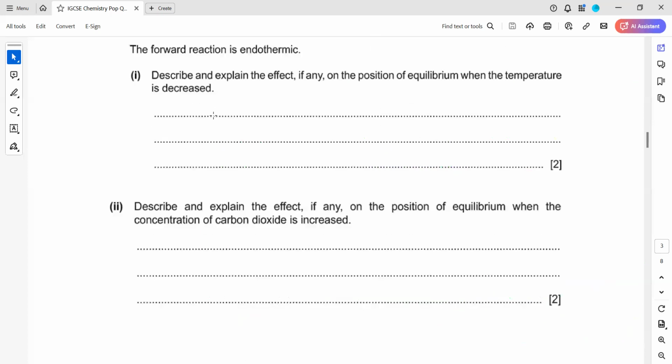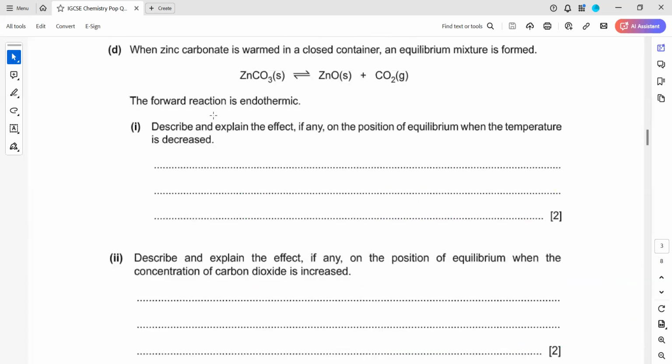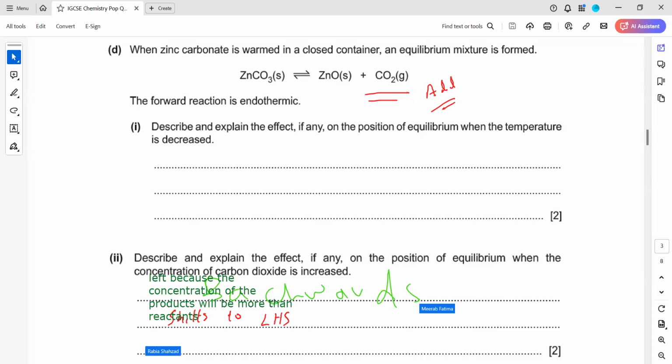Describe and explain the effect, if any, on the position of equilibrium when the concentration of carbon dioxide increases. If we add more carbon dioxide, where will the equilibrium shift? So it will shift towards the left-hand side, good. And why will it shift towards the left-hand side? Because there will be more product, or a higher concentration of product. That's right.